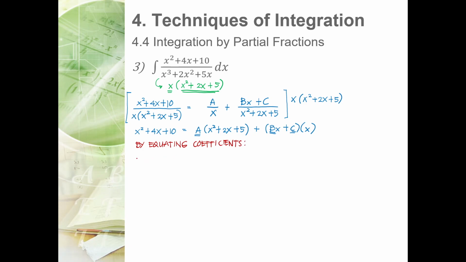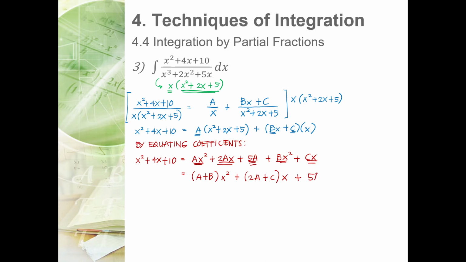Okay, so expanding the terms, this will be x squared plus 4x plus 10 is equal to ax squared plus 2ax plus 5a, then plus bx squared plus cx. Grouping together the x squared terms, you have a plus b times x squared, then plus the x terms, that will be 2a plus c, then times x. Then lastly is the constant, which is 5a.